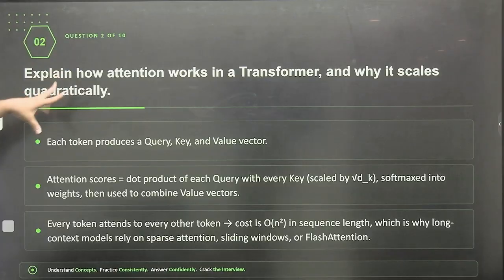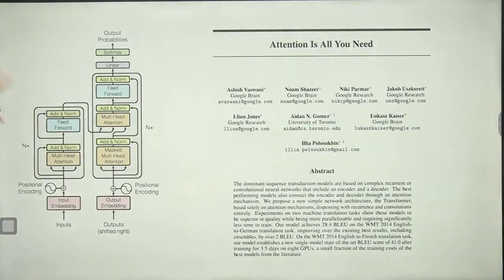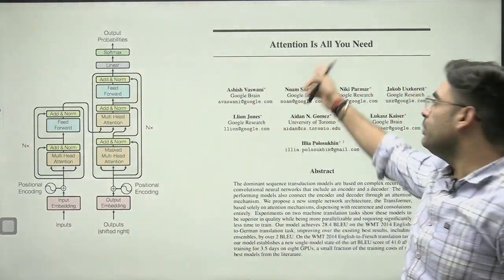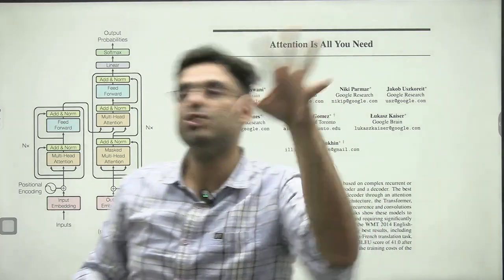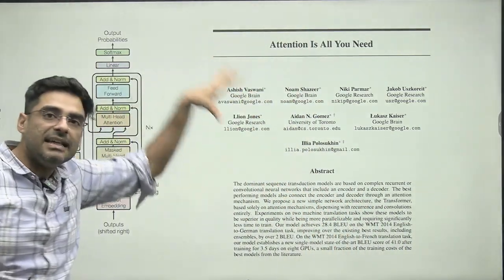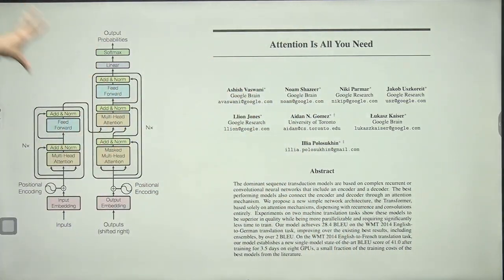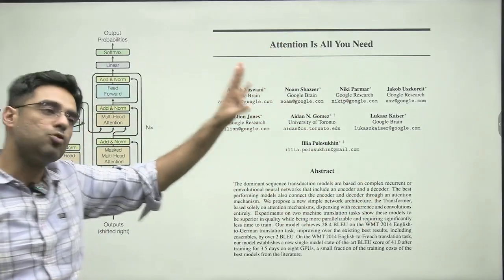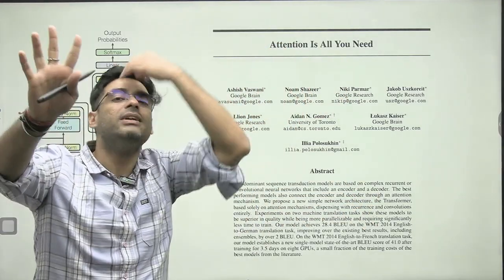The second highly asked question is how attention works in a transformer and why it scales quadratically. Firstly, if you want to read about the attention mechanism, one of the papers is Attention Is All You Need, one of the highly cited papers, with Ashish Vaswani as an author, which laid the foundation of the attention mechanism. You can go and understand what exactly the attention mechanism is. This is an open-source paper, and you can directly go and read it.